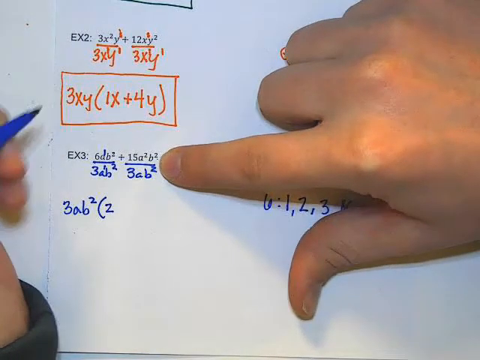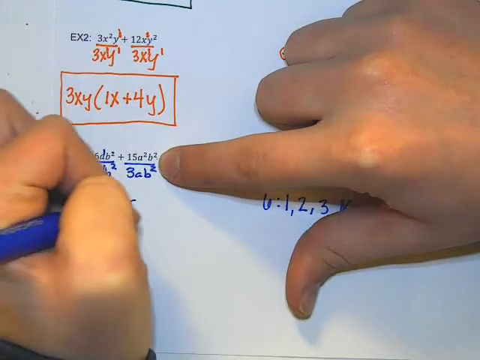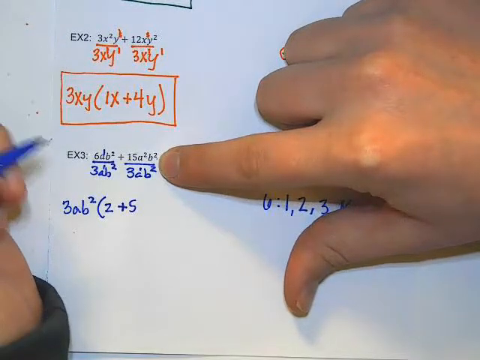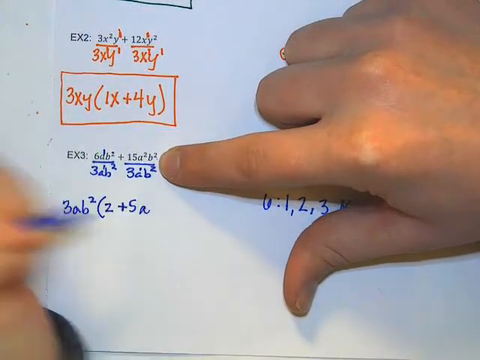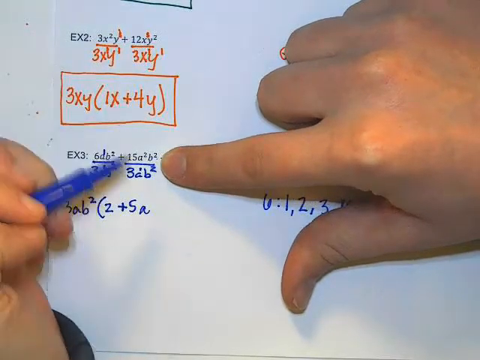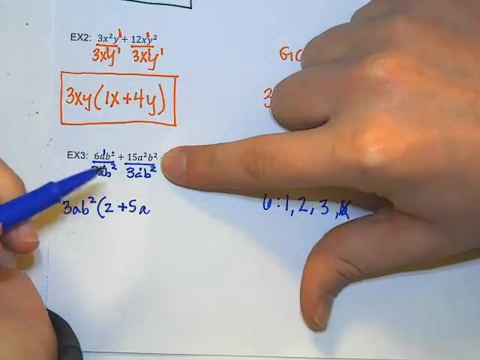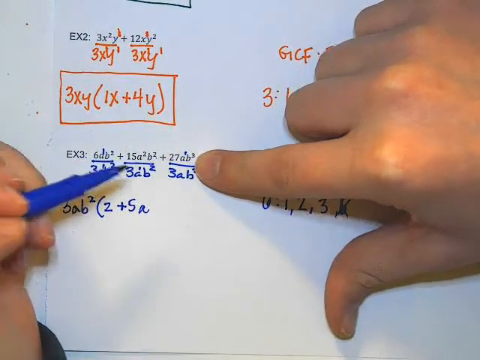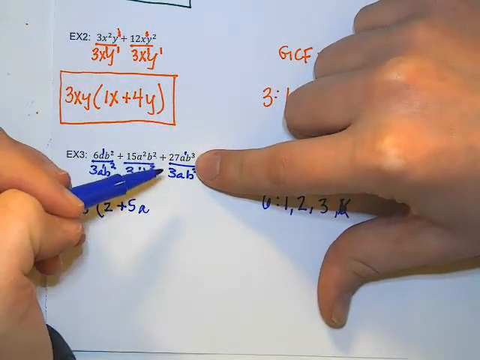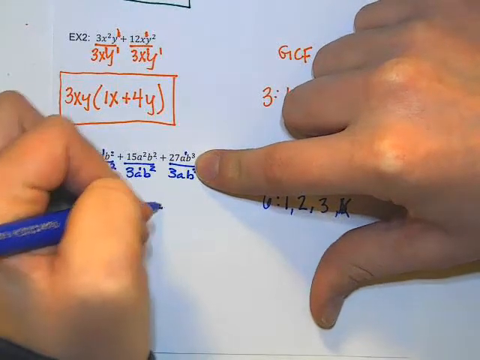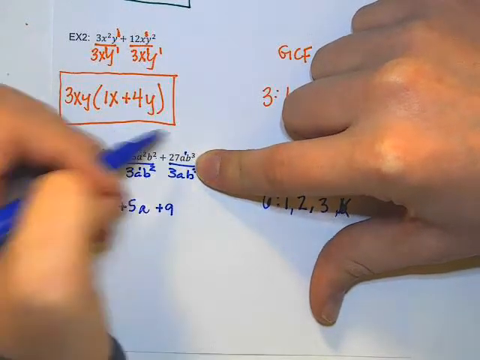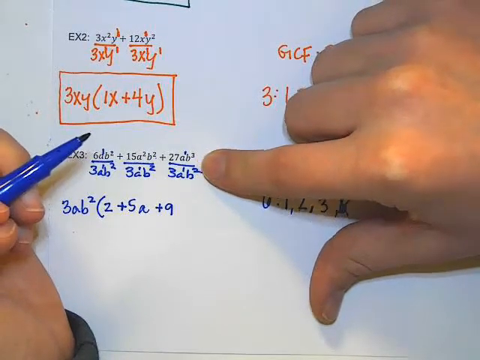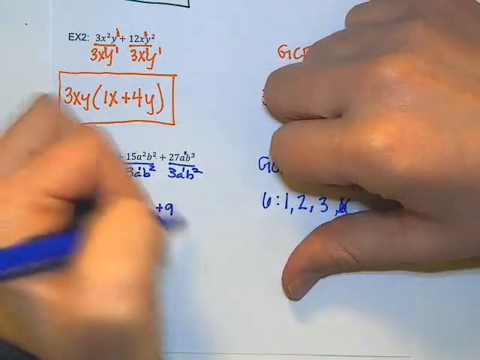15 divided by 3. Positive 5. Do your A's. 2 minus 1. 1. So how many A's do I have? Regular A. Then the B's. 2 minus 2 is 0. Do I write a B? Giselle, are you writing? Then I do the third one. 27 divided by 3. Positive 9. Do the A's. 1 minus 1. 0. Do I write A? No. B's. 3 minus 2. 1. Regular B.